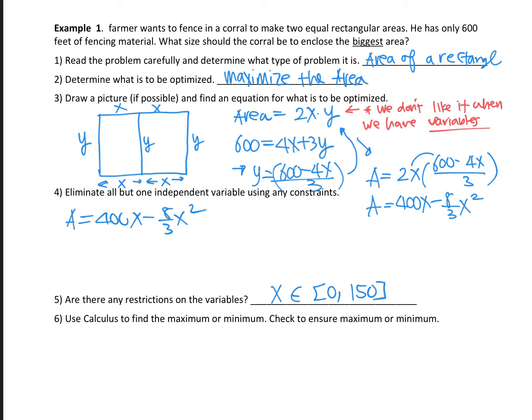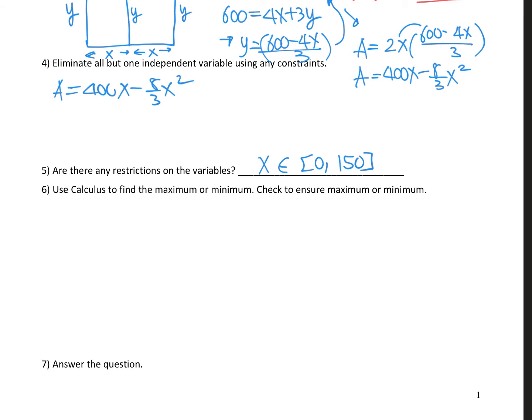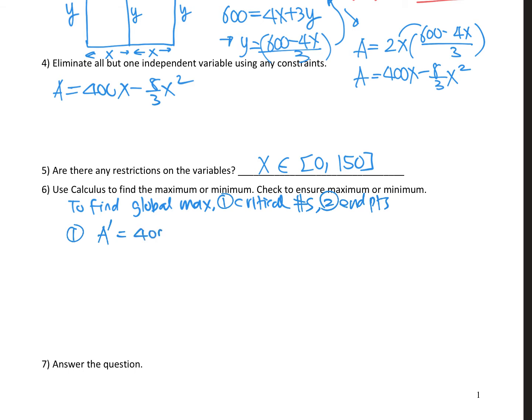Next part, it says use calculus to find the maximum or minimum. Again, to find the global max and global min, we'll check the critical numbers and then we'll check the endpoints. So first we'll find the critical numbers. Basically I have to find the derivative. A prime is 400 minus 8/3 times 2x. So I'll let that equal 0.